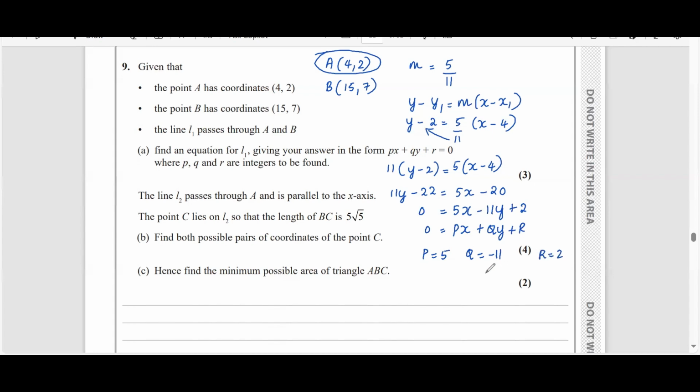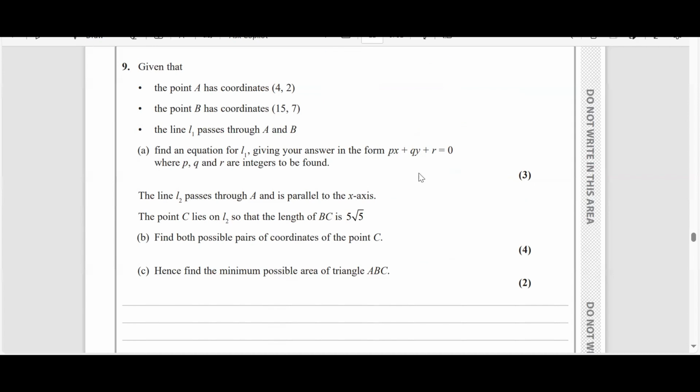We're done with the A part here. Now, for the B part, it's given that the line L2 passes through A and is parallel to the x-axis. For that, I'm just going to erase this, as we need space to draw the graph here. So we have the y-axis and we have the x-axis as well.